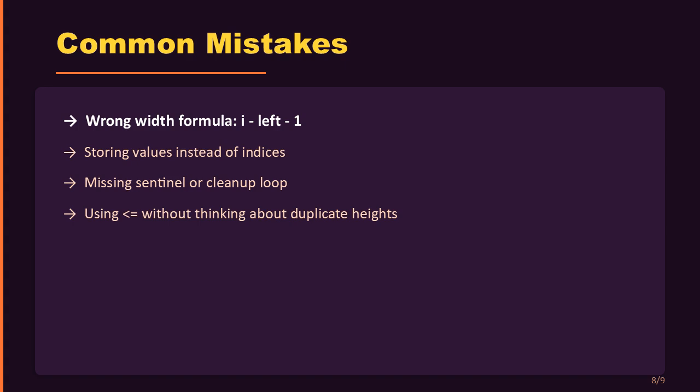The most common mistake is the width formula. Width is current index minus left boundary minus 1. Store indices, not values. Do not forget the sentinel or a cleanup loop. For duplicate heights, be intentional about less than versus less than or equal.